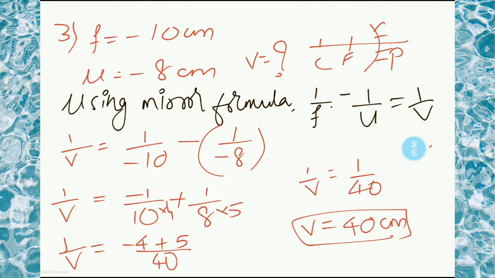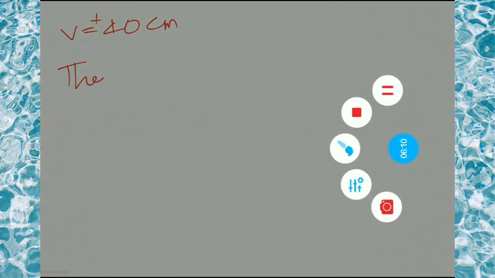Okay, so from this what we can tell is the position of the image. Okay, so we saw that v is equal to 40 centimeters, which is positive. Here the positive sign indicates that the image is formed on the virtual side, so it is a virtual image.